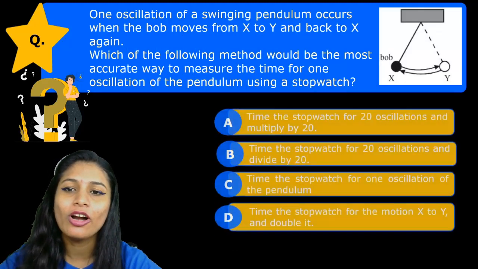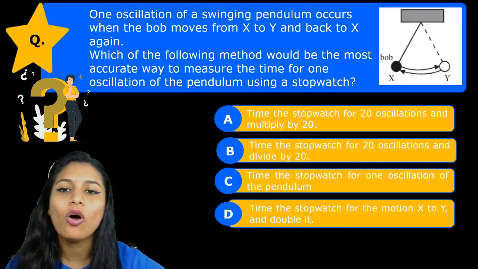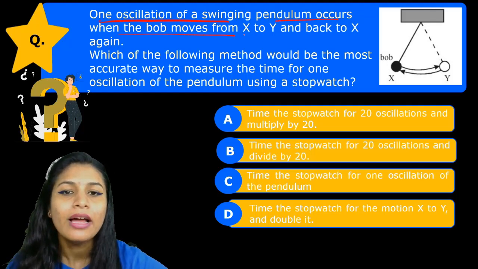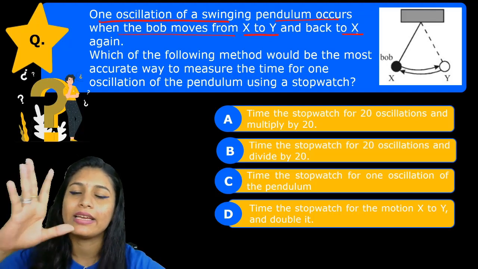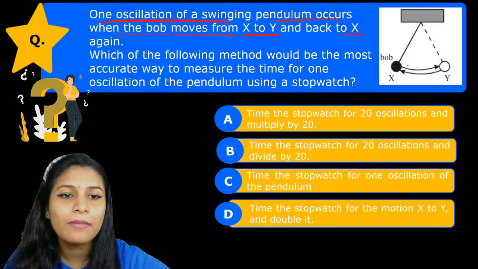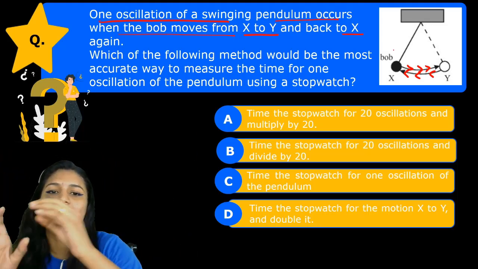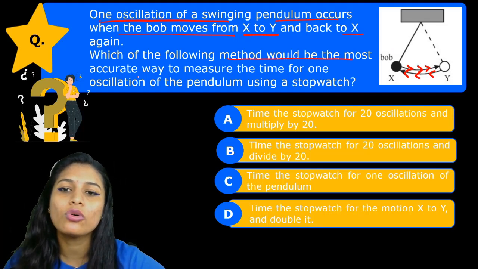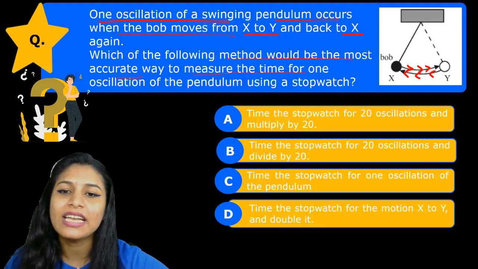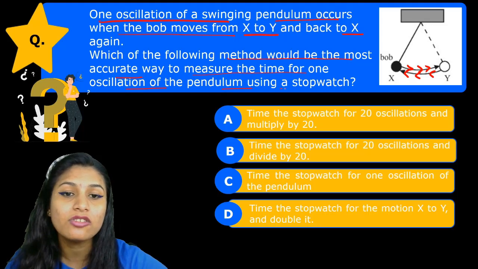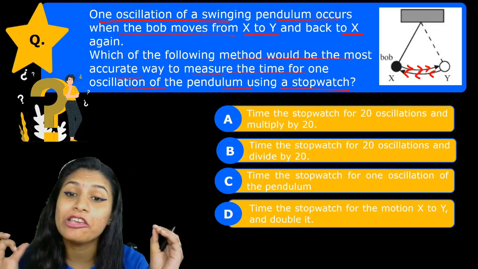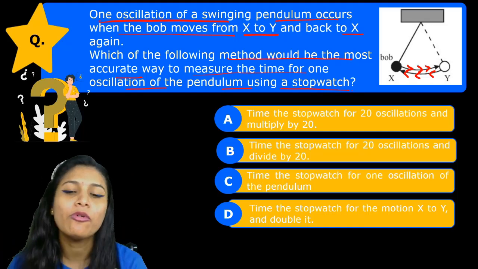Okay. Coming on to the next question. One oscillation of a swinging pendulum occurs when the bob moves from x to y and back to x. Meaning, it goes from x to y and from y comes back to x. Went and came back, this is one oscillation. Which of the following methods would be the most accurate way to measure the time for one oscillation of the pendulum using a stopwatch? You are being given a stopwatch and you have to find the most accurate way to find the time of oscillation, right?